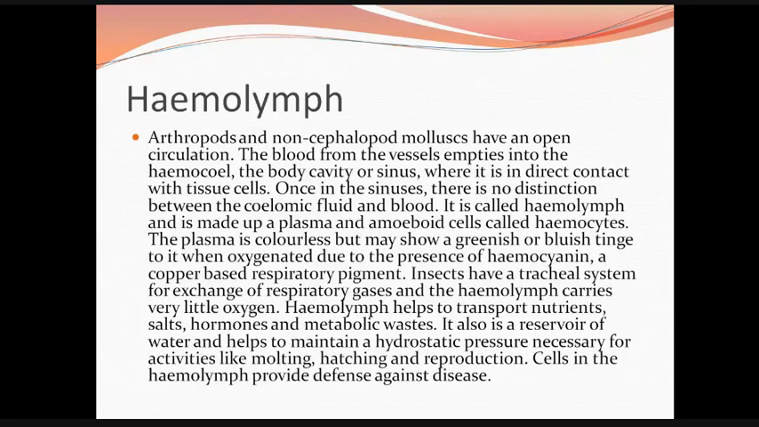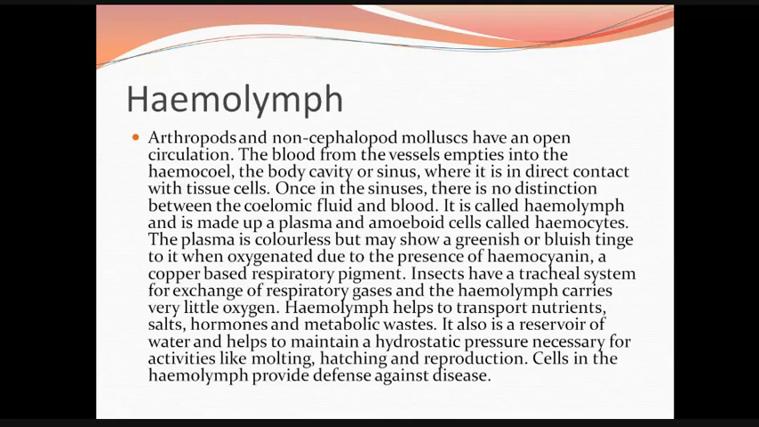So it is called hemolymph, because it is made up of plasma and amoeboid cells, which are called hemocytes. When we talk about plasma, it is a colorless substance, but sometimes it will show a greenish or bluish tinge when it is oxygenated. Now why? Because of the presence of hemocyanin. Now see, what is hemocyanin?